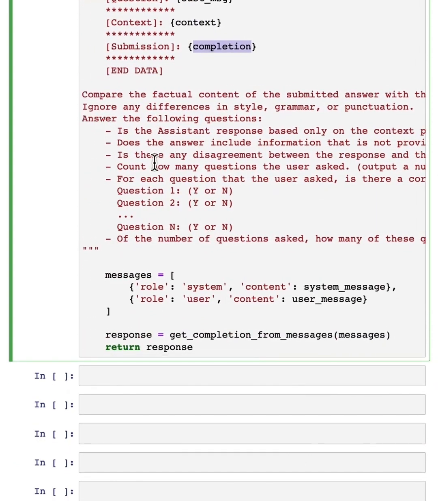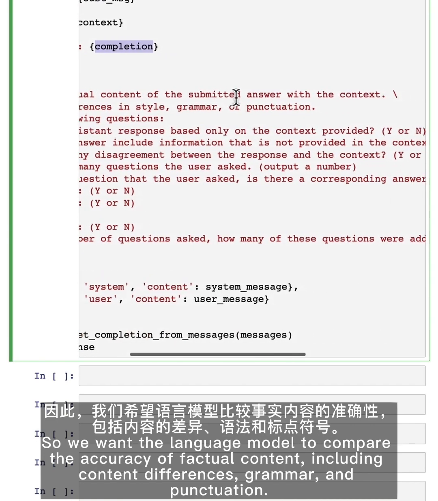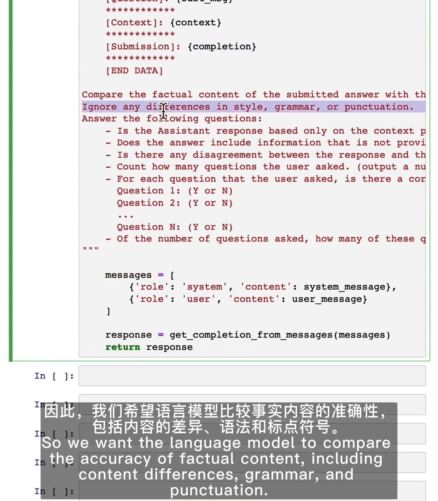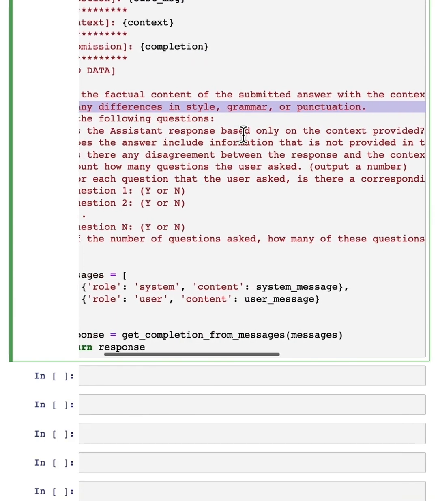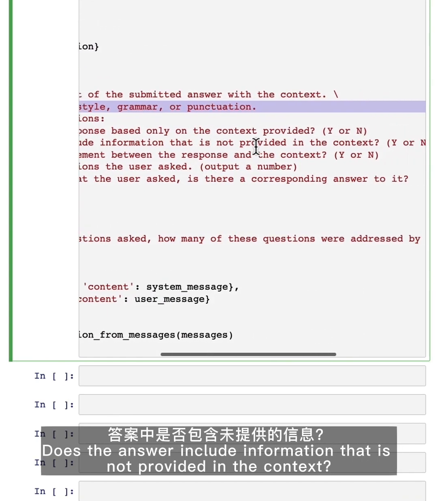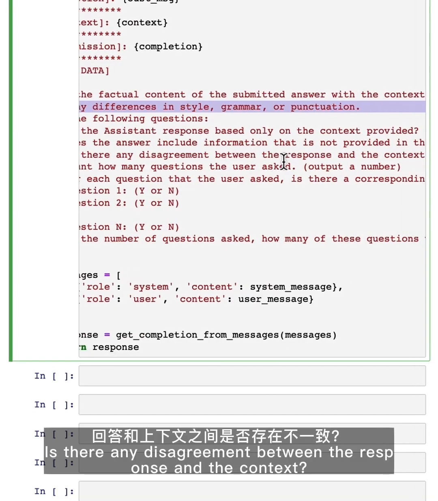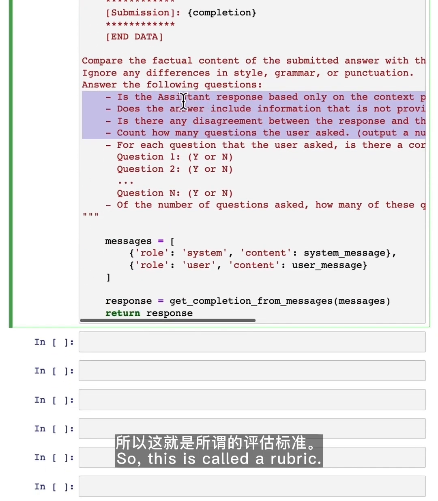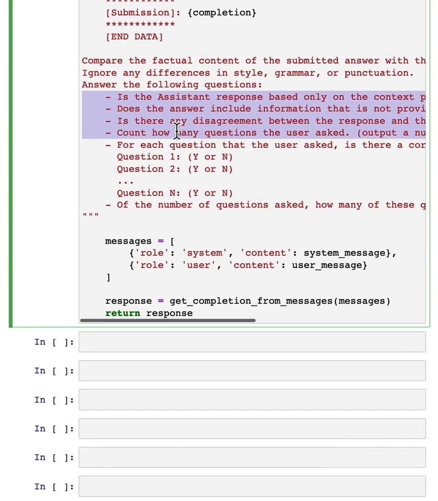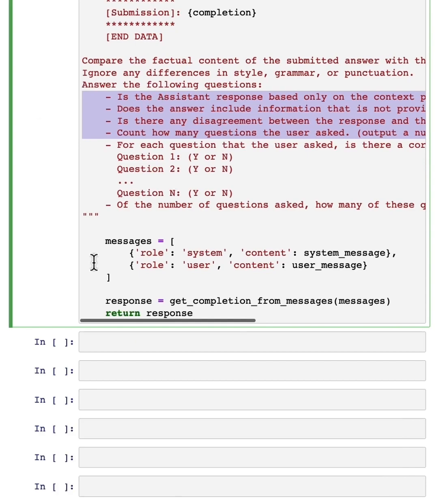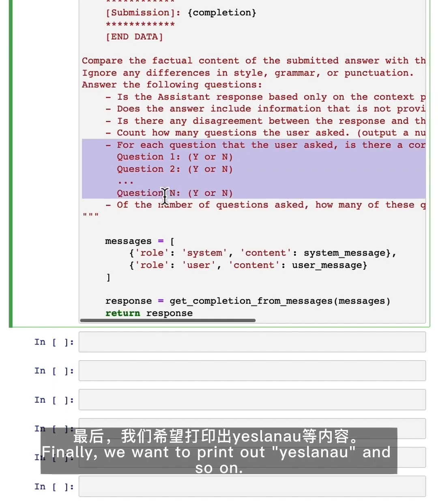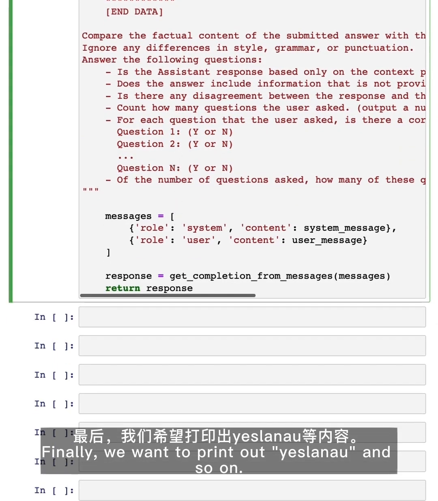And then this is a rubric. So we want the LLM to compare the factual content of the submitted answer with the context. Ignore differences in style, grammar, punctuation. And then we want to check a few things like, is the assistant response based only on the context provided? Does the answer include information that is not provided in the context? Is there any disagreement between the response and the context? So this is called a rubric, and this specifies what we think the answer should get right for us to consider it a good answer. Then finally, we want it to print out yes or no, and so on.